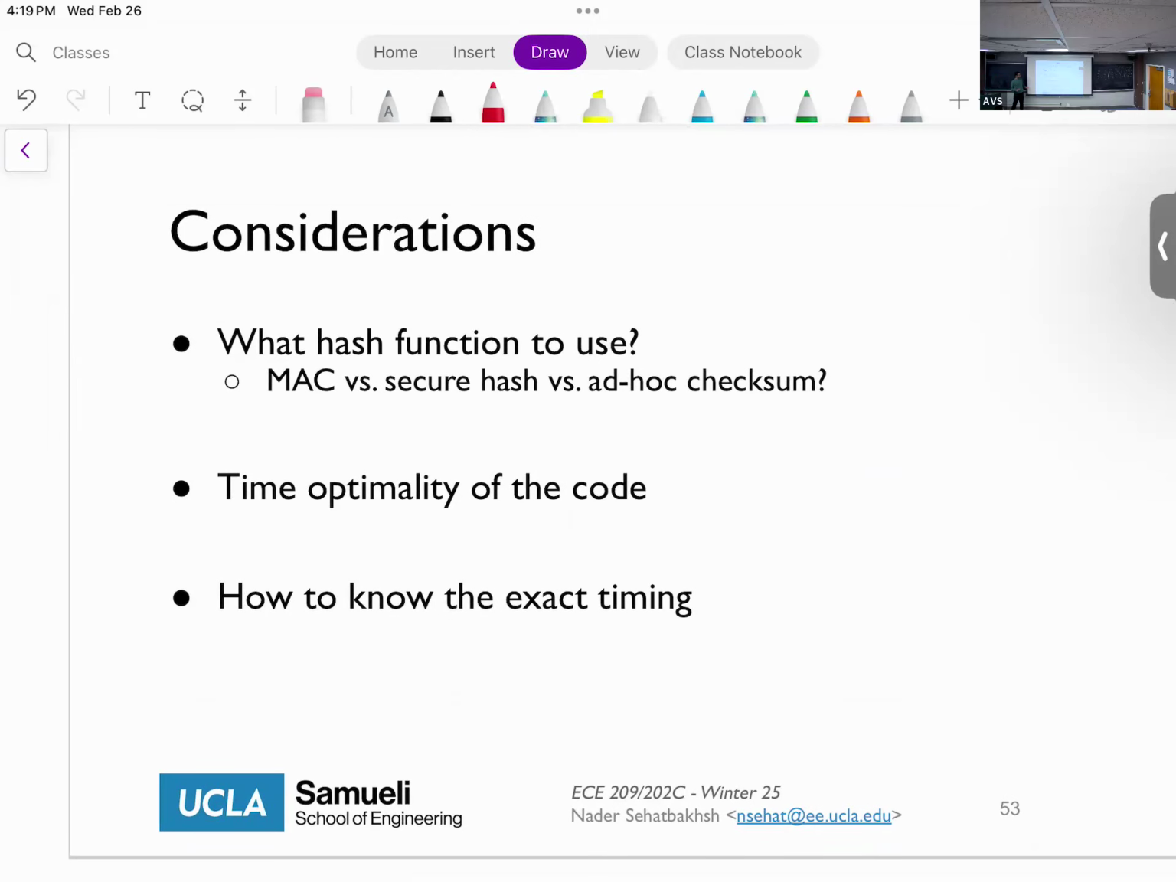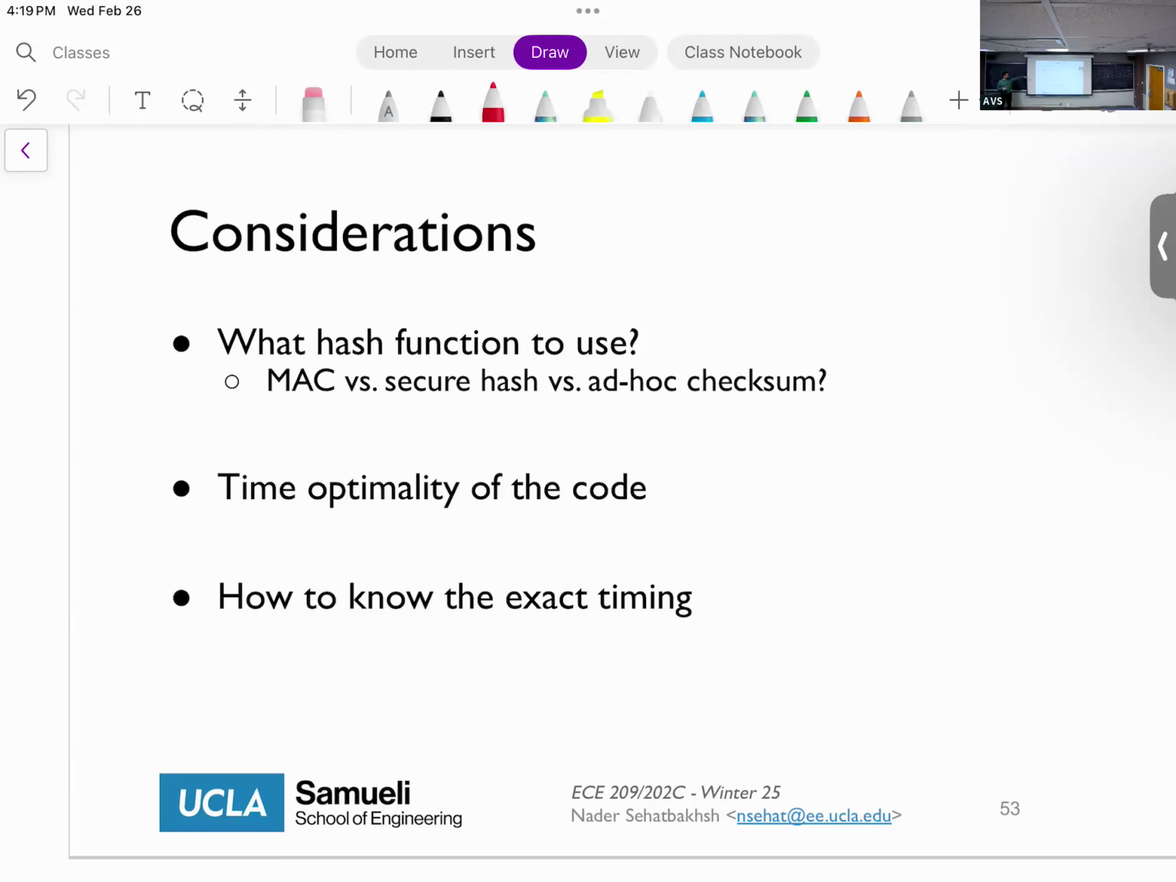So there are a few considerations for attestation. The main one is what sort of hash function we should use. Should we use just a secure hash? Should we use just an ad hoc hash, like a checksum function? Should we use a MAC, which is a keyed hash? There are various different papers doing it differently.